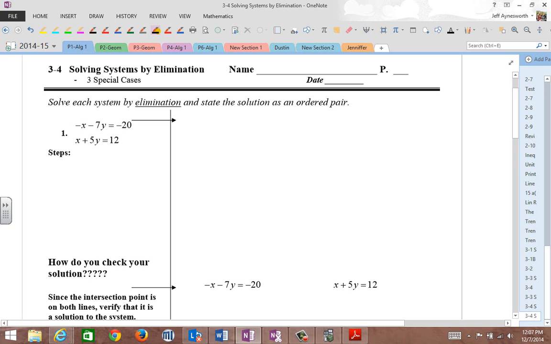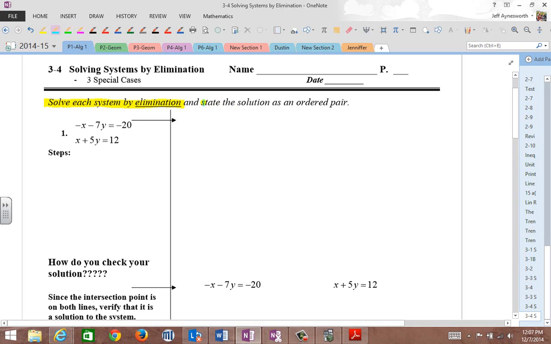This is Mr. Ainsworth, and we're getting into a lesson called Solving Systems by Elimination, okay? Our goal is going to be to solve a system just like we have earlier in our lessons. However, we're going to switch methods from substitution to what's called elimination, okay? So we want to solve the system by elimination.